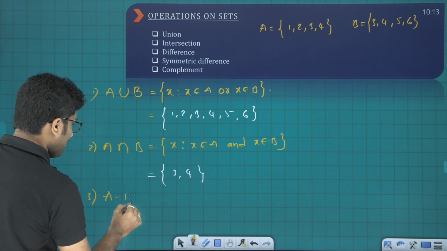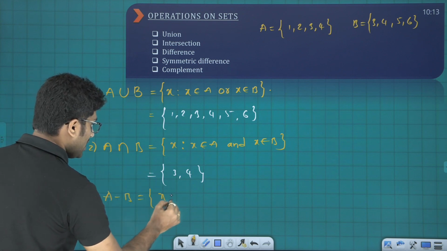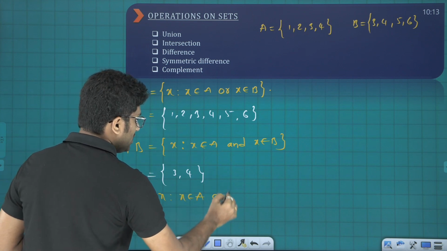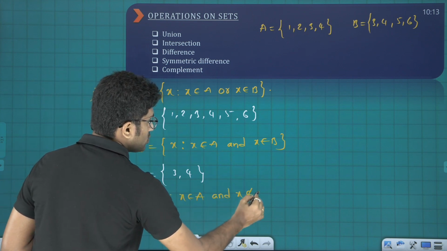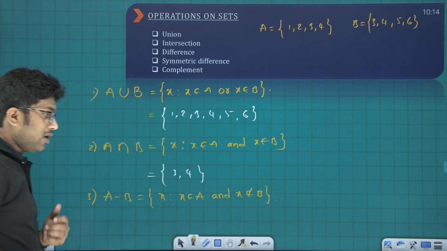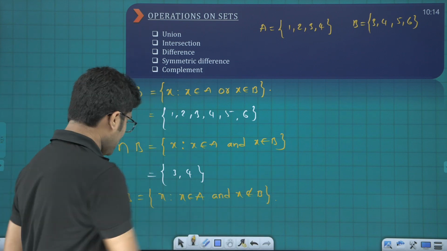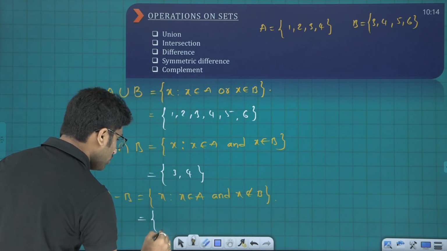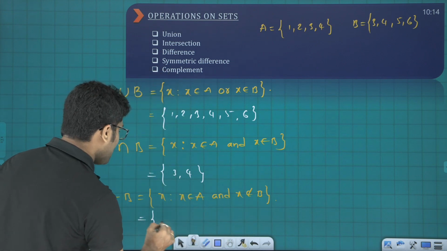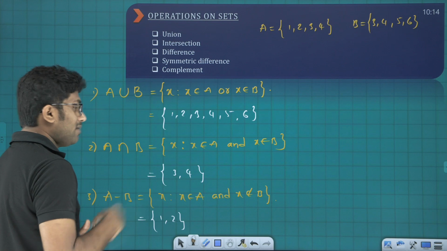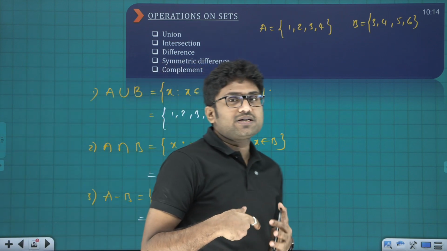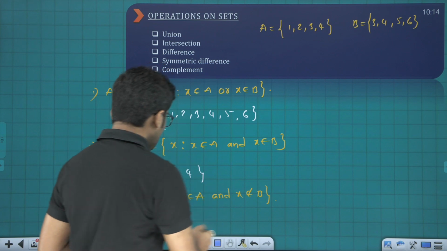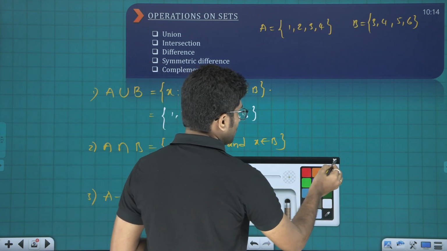Next, third one, difference. Suppose if I say A minus B, I mean to say X such that X belongs to A and X does not belong to B, friends. X belongs to A and X does not belong to B. So X belongs to only A, we say. Only A means only 1, 2. In the same way, B minus A means elements which belong to only B. Only B except A.